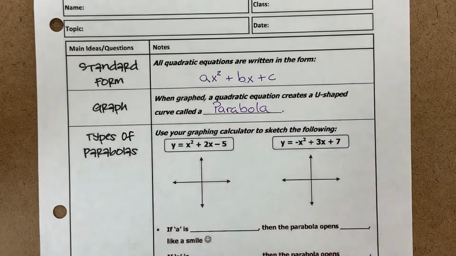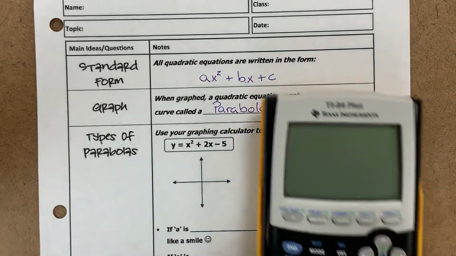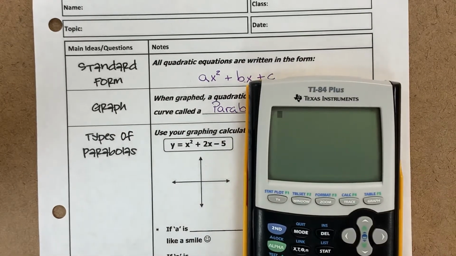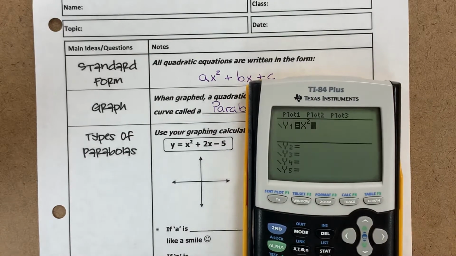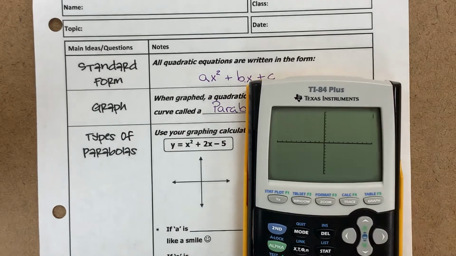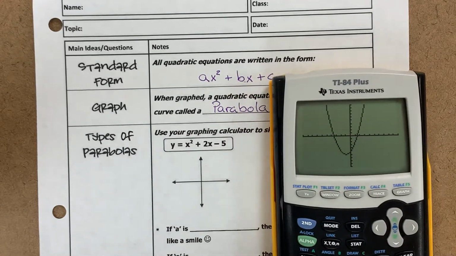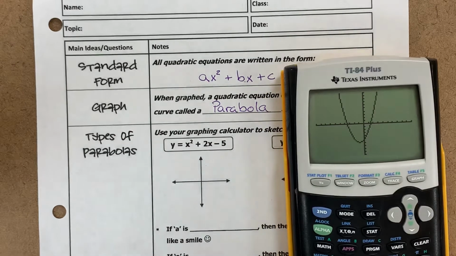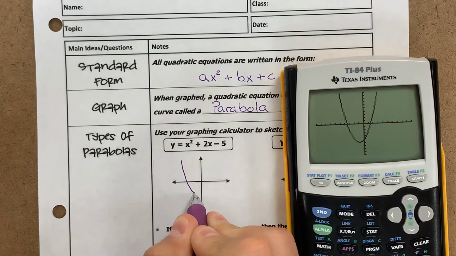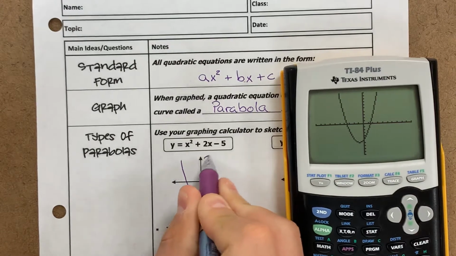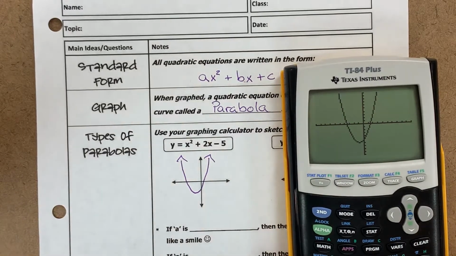Here we go. We got x squared plus 2x minus 5. We're going to use our calculator to sketch this out. So we're going to go to y equals x squared plus 2x minus 5. Hit graph. We're going to try our best to replicate this graph on our paper. So it goes from up here down to there and back up. I'm going to put little arrows.